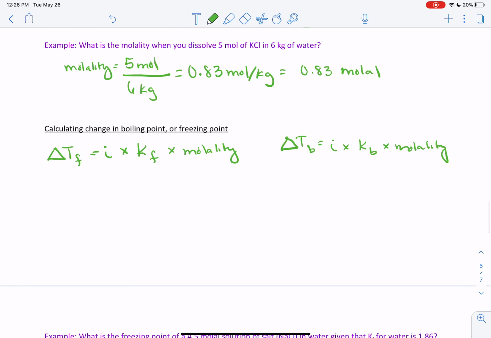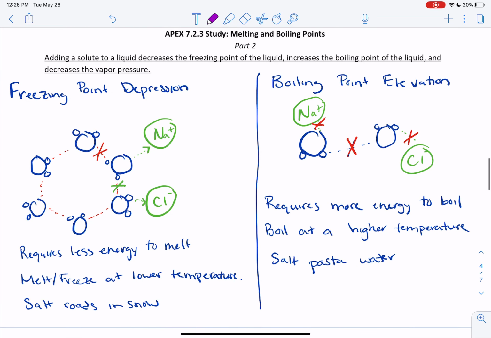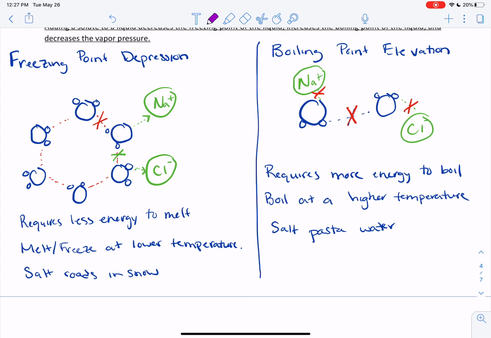What is this i situation? Okay, so this i, it's the number of pieces your solute breaks into. So let's take a look back up here. If you had more pieces, more ions, right? Sodium chloride has 2. If you have even more, it's going to require even less energy to melt and even more energy to boil. So how many pieces your solute breaks into determines how much the temperature changes.